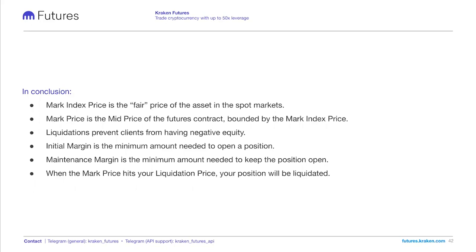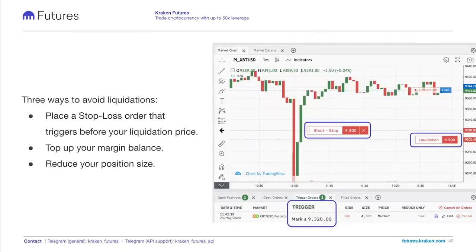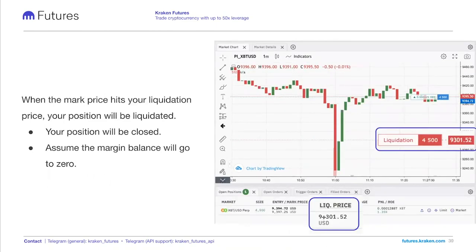The purpose of liquidations is to prevent clients from having negative equity. That protects our clients, and it also protects the overall stability of the exchange. The initial margin is the minimum amount of money that you need to open a position. It's 2% if you're trading with up to 50x leverage on smaller trade sizes. And the maintenance margin is the minimum amount you need to keep your position open. It'll be half of the initial margin, so it's 1%. The way you keep track of the maintenance margin is based on the liquidation price. It'll always be clearly posted in the chart, and you'll always see it in the details tab.